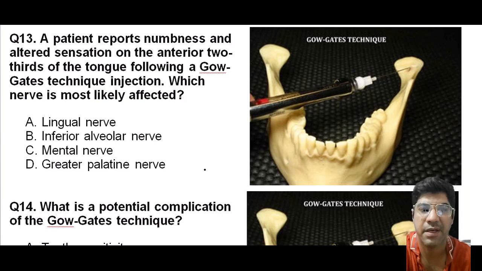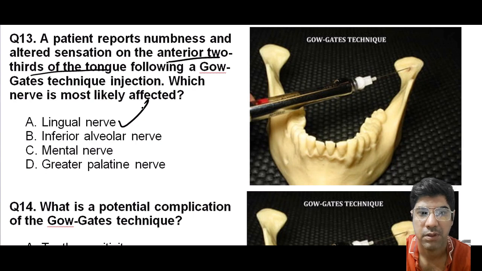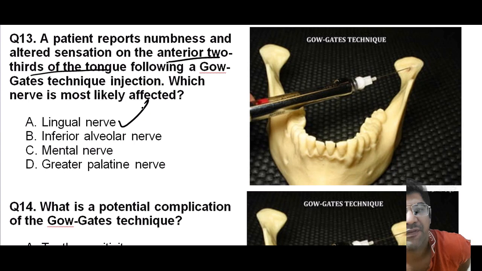A patient reports numbness and altered sensation on the anterior 2/3 of the tongue. The question says anterior 2/3 of tongue, so that will be anesthetized by the lingual nerve. Numbness and altered sensation on the anterior 2/3 of the tongue indicates involvement of which nerve? It's the lingual nerve.